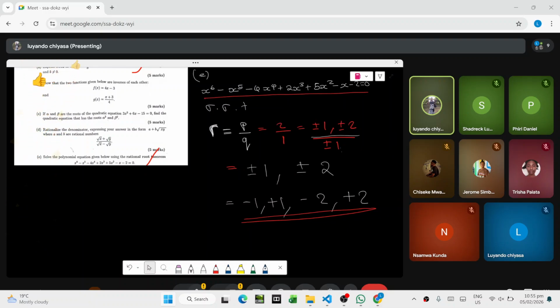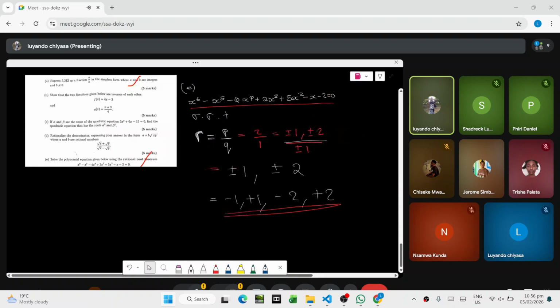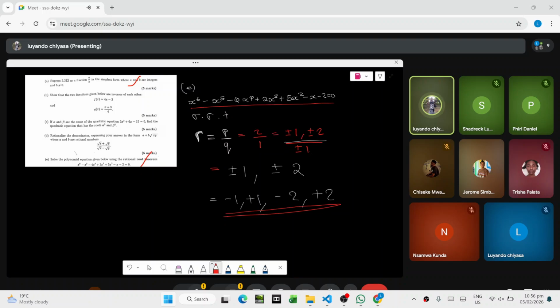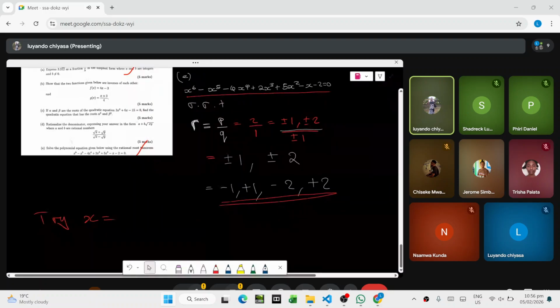So let's try any of these. Which one should we try? Let's try when x is equal to 1. Okay, let's try x is equal to negative 1.